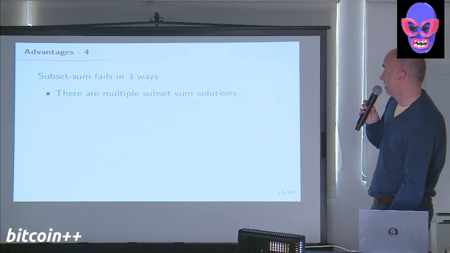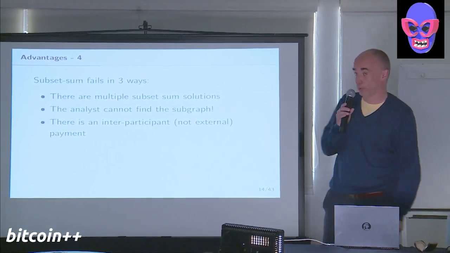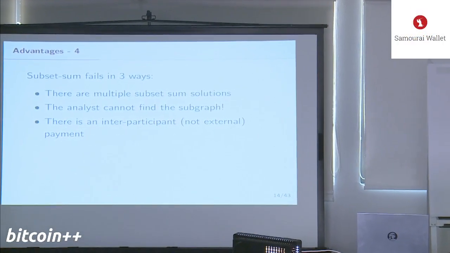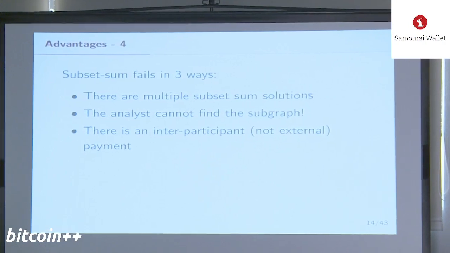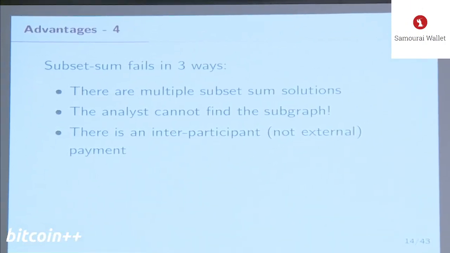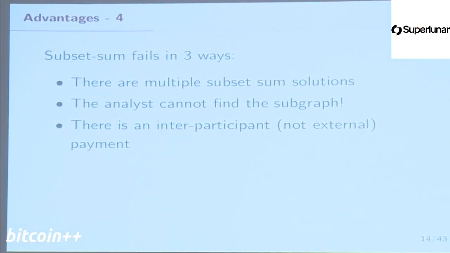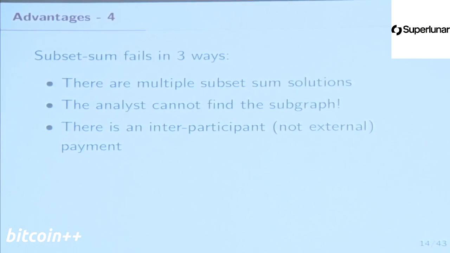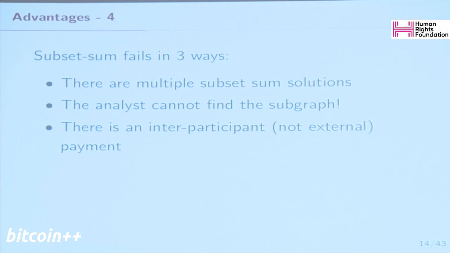Okay, we talked about subset sum analysis. I'd also like to point out that subset sum analysis can fail in three ways. Maybe there are multiple subset sum solutions. We discussed this a little bit. Sometimes, especially with larger transactions, not so much here, there might be multiple different subsets that add up to the same value on the other side. That's a brittle thing, and we shouldn't rely on that, but it exists.